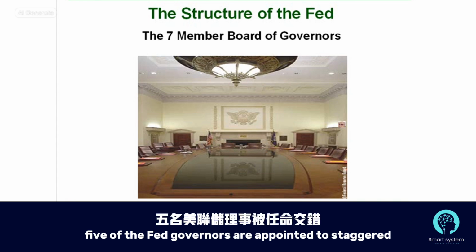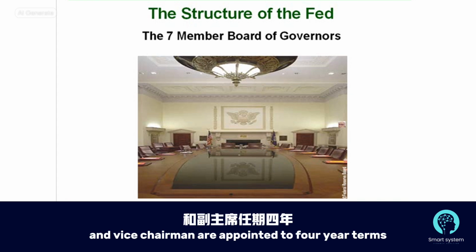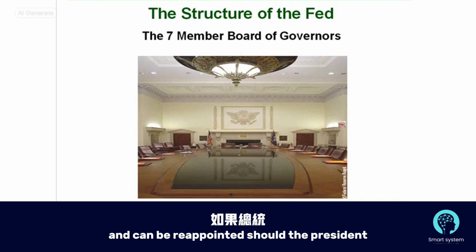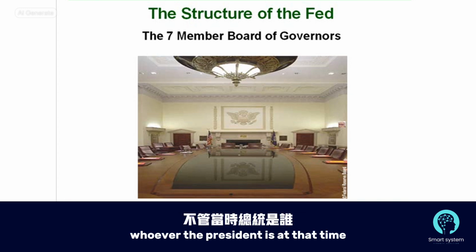5 of the Fed governors are appointed to staggered 14-year terms. The chairman of the Fed and vice chairman are appointed to 4-year terms, and can be reappointed should the president wish to have them, whoever the president is at that time.